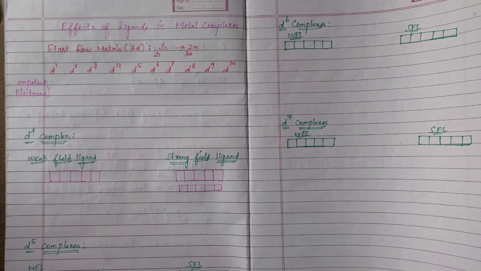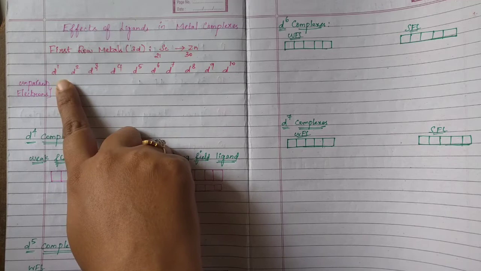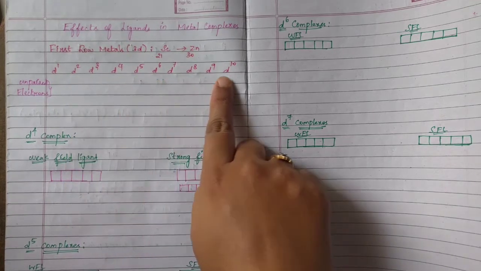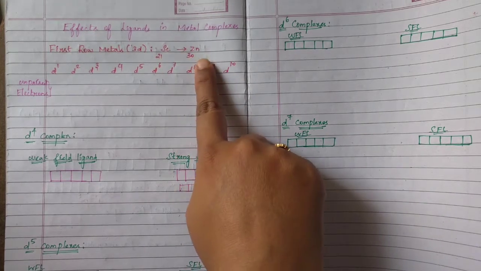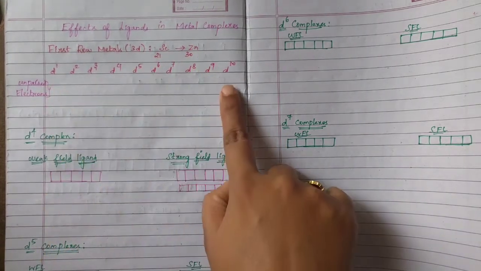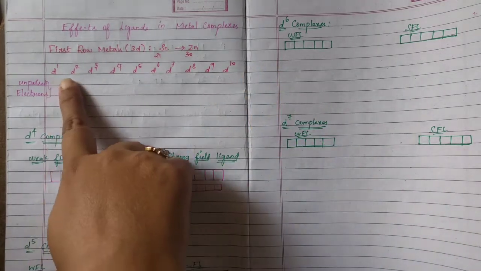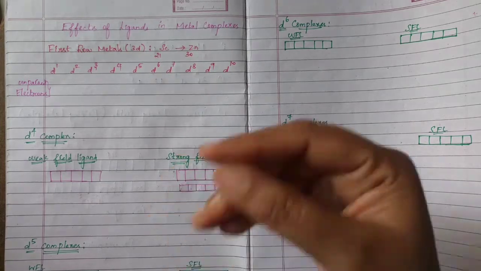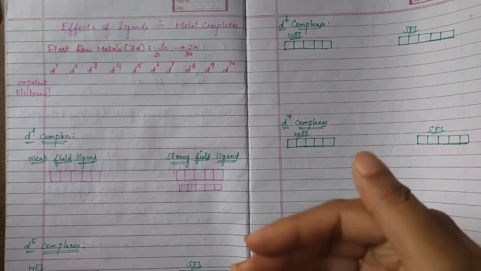Today I am going to discuss only first row metals, that is from scandium to zinc, atomic numbers 21 to 30. Scandium has one electron in the d orbital, and so on: d2, d3, d4 up to d10, so d10 for zinc. From scandium to zinc, it has the configuration d1 to d10 in the 3d orbitals. What are the effects shown by ligands on the number of unpaired electrons? That is what we are going to learn today.